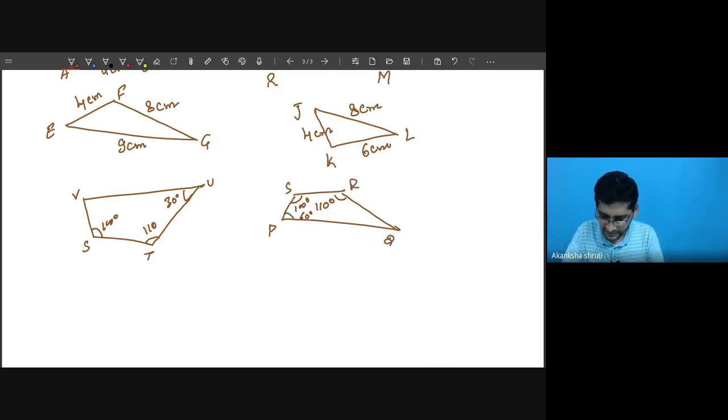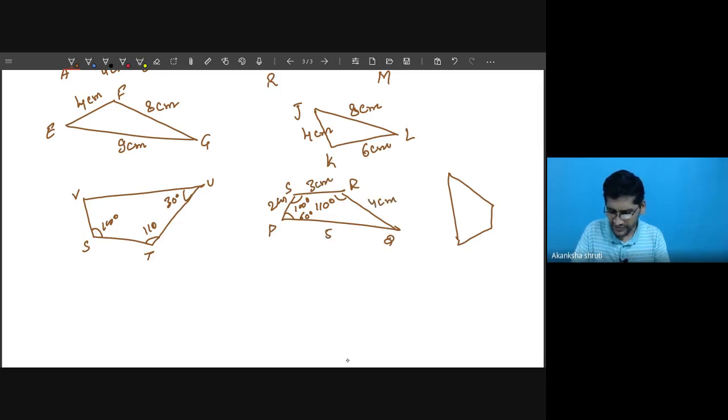Now let me take another figure also. It is like this one. Consider this as 2 centimeter, 3 centimeter, 4 centimeter, 5 centimeter. I'm taking the rough one. Consider this as 1 centimeter. This is 1.5 centimeter. This is 2 centimeter, 2 centimeter, and this is 2.5 centimeter.